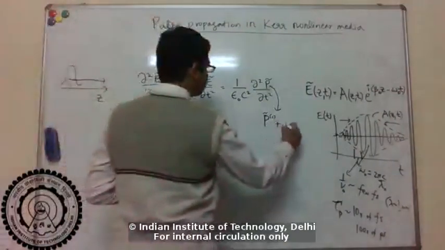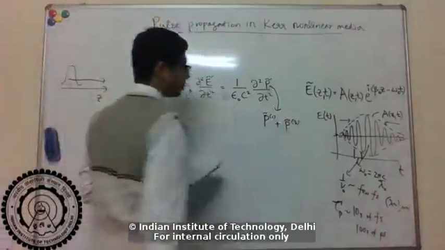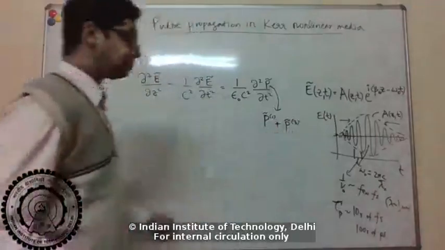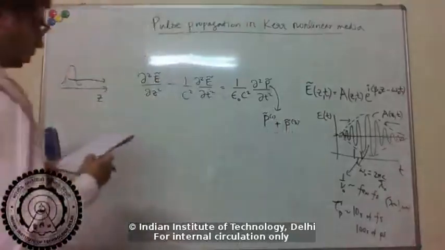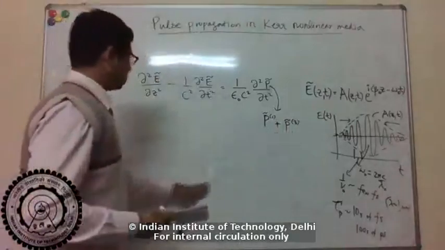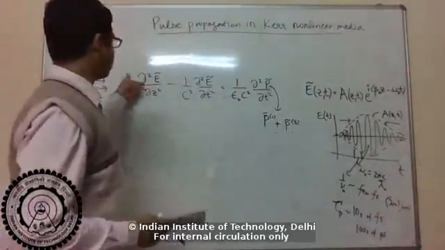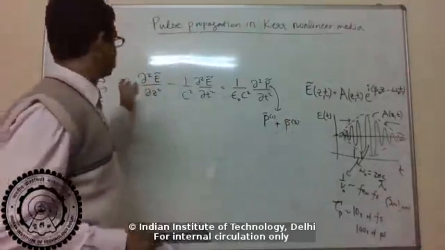So this is the linear part, plus we'll have a nonlinear part, the third order polarization. Okay. So first step we do similar to what we did previously, right? We take the Fourier transform and transform to the frequency domain.